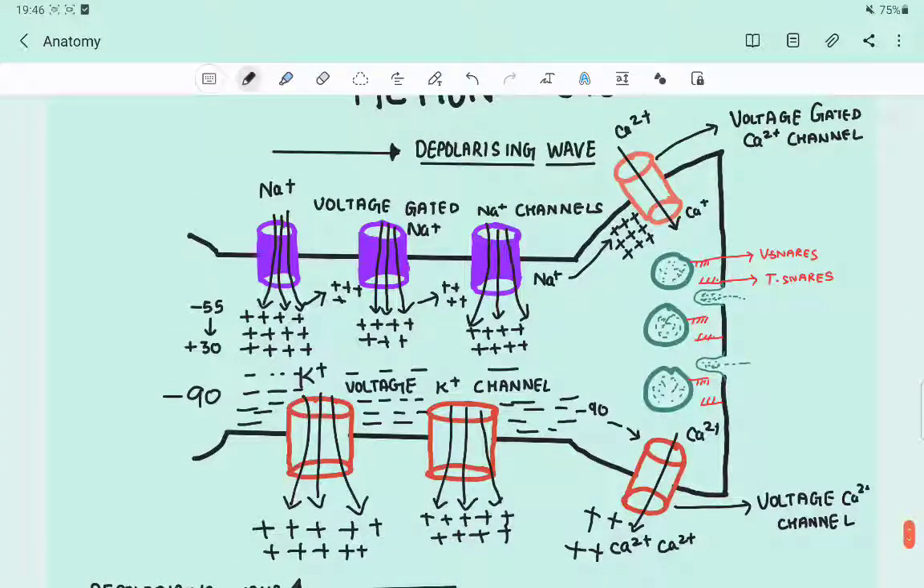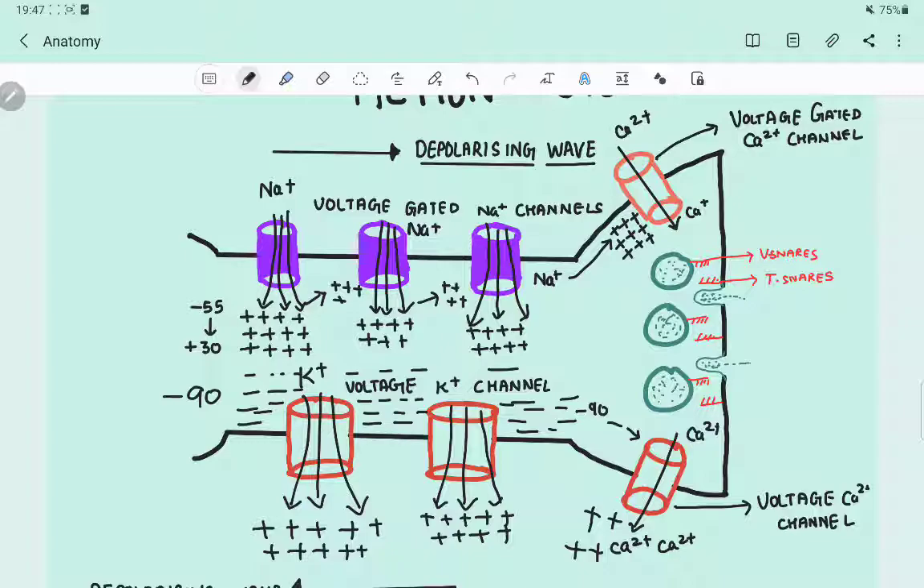First, see that these are the sodium ion voltage gated channels, which are the most important category of channels responsible for action potential and depolarization throughout the neurons. This is the calcium ion voltage gated channel. Similarly, this is also a calcium ion voltage gated channel, and these two are voltage gated potassium ion channels.